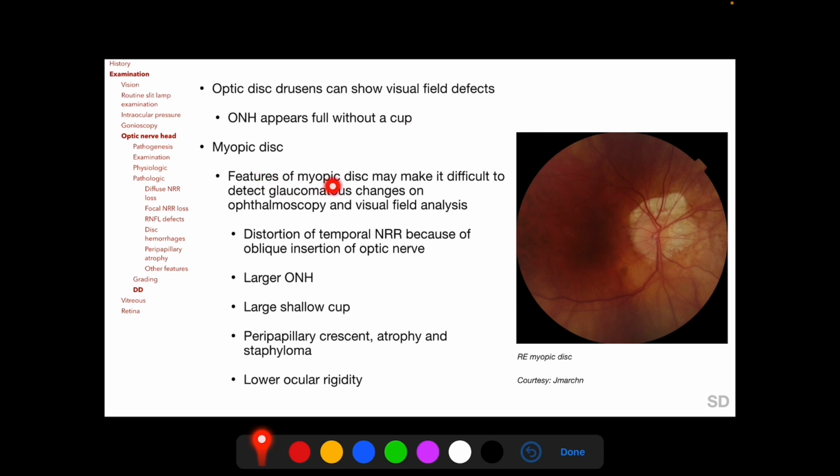And features of myopic disc, as shown here in this photograph, may make it difficult to detect glaucomatous changes in myopic disc both on ophthalmoscopy and visual field analysis. And these features include distortion of temporal neuroretinal rim because of oblique insertion of the optic nerve, a larger optic nerve head, a large and shallow cup, and peripapillary crescent atrophy and/or staphyloma.